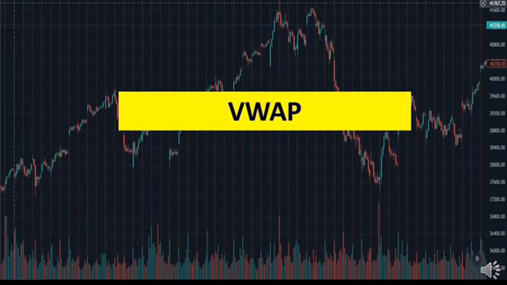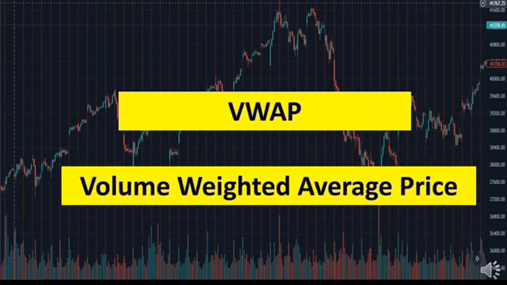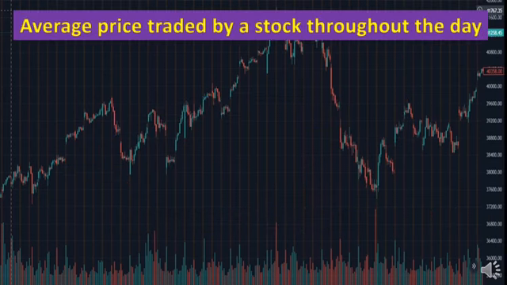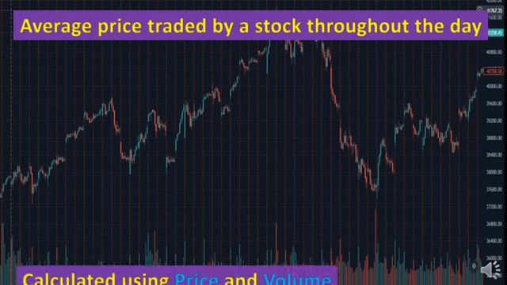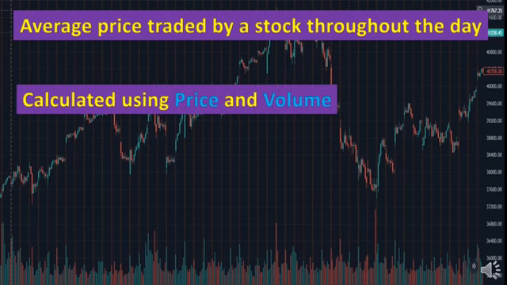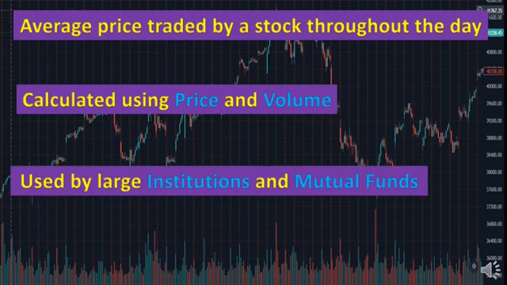Let's first get some basic ideas about VWAP. I will try to keep this video as simple and short as possible, and we will be focusing more on the trading aspects on the concepts of VWAP. VWAP is nothing but volume weighted average price, which means the average price traded by a stock throughout the day. Unlike moving averages, VWAP is calculated using both price and volume. Due to this reason, many traders consider VWAP represents the true average price of a stock. VWAP is an indicator used by traders all around the globe, and this includes large institutions and mutual funds.